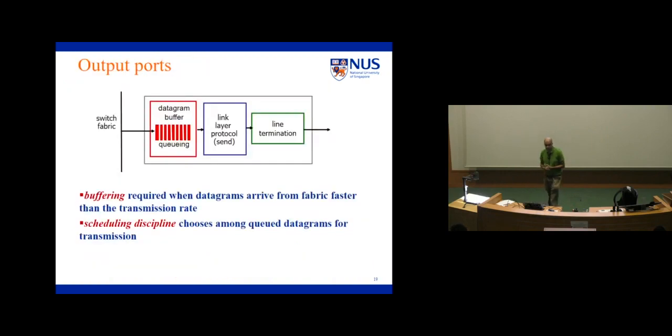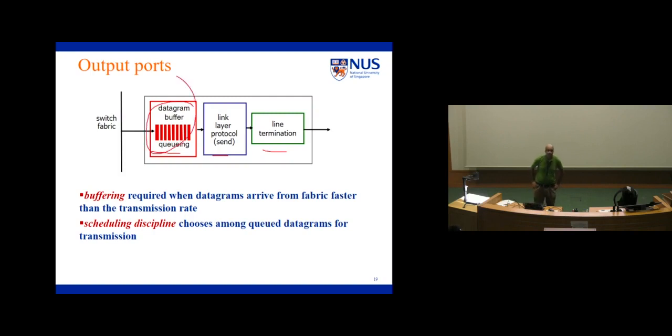All right, so now the last one here is our output port. An output port is just like the reverse of the input port. So we have queuing, we may have a buffer there, and then followed by the link layer protocol, and then followed by the line termination.